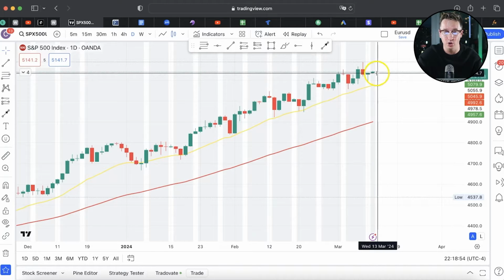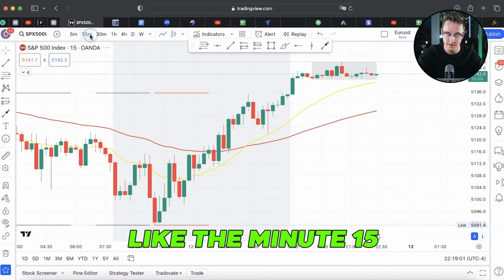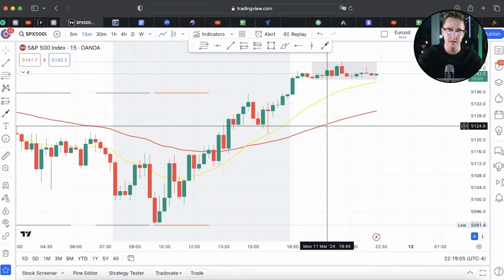I'm looking for buys all day long, but what I need to see is my setup occur on a lower time frame like the minute 15 or the minute 5. But we're going to really bring our attention to the minute 15 time frame, because this is when the clearest setups are going to occur.